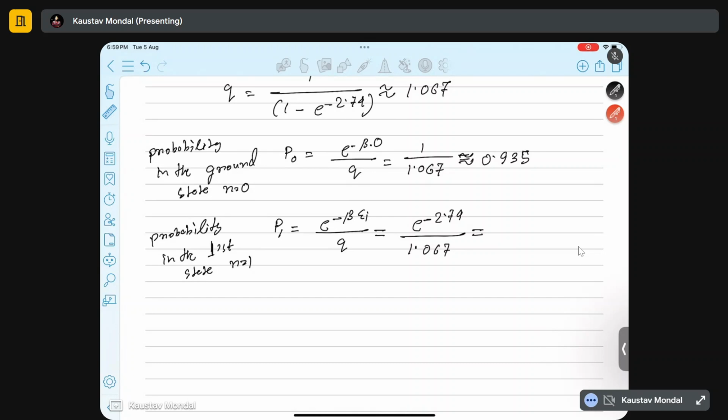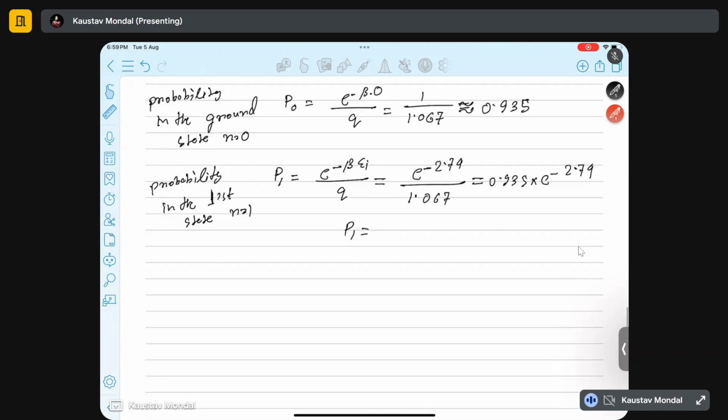Now if you calculate it, 1 by 1.067 gives you 0.935, right? So P1 is 0.935 into e to the power minus 2.74. If you calculate this, P1 gives you around 0.063, which is significantly higher compared to the previous result, right?